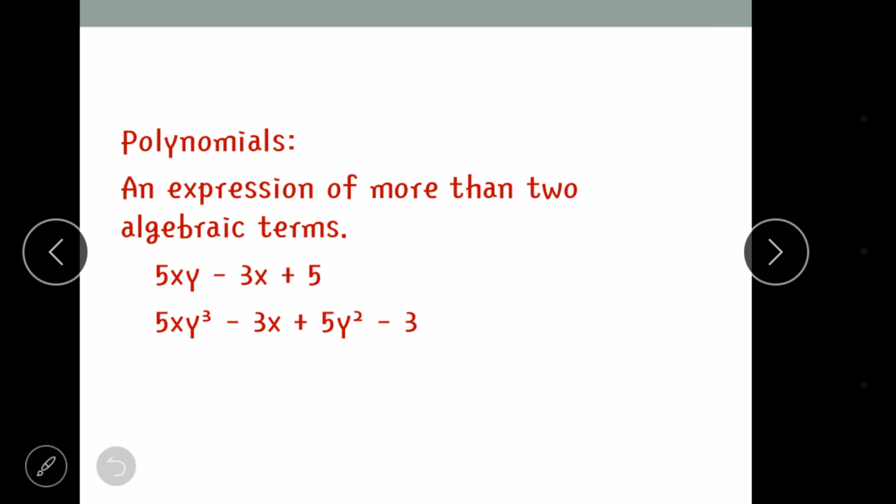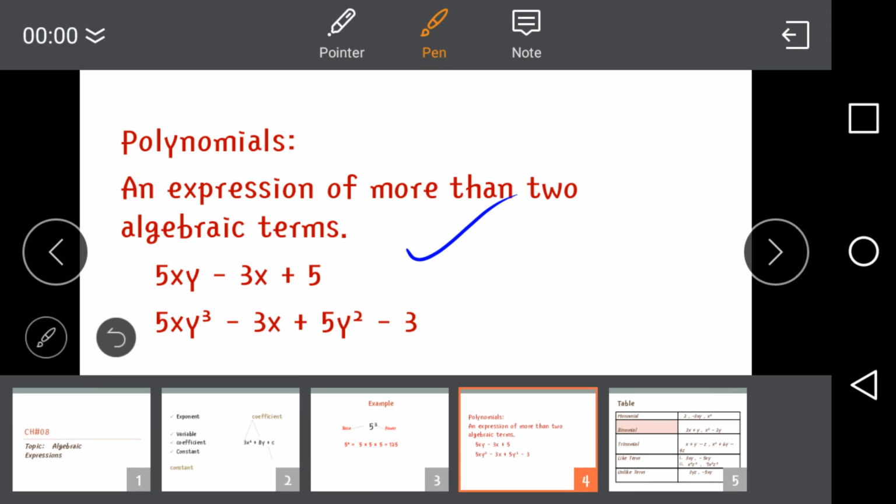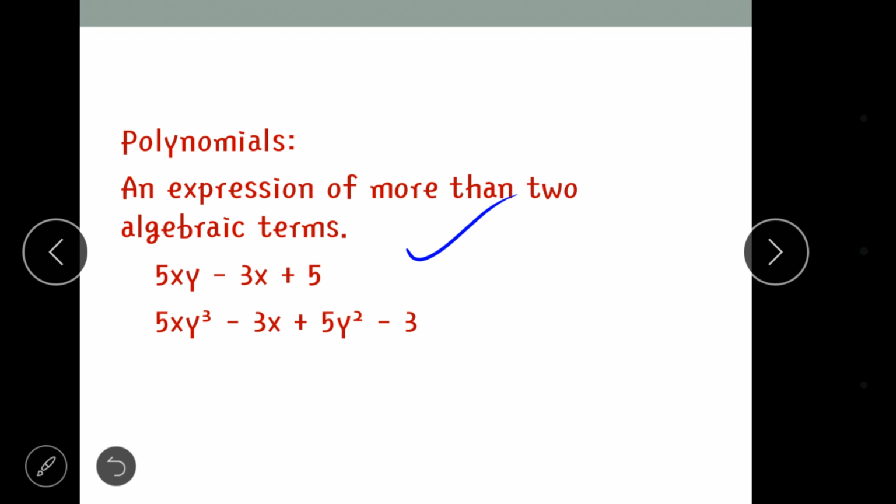Polynomial is an expression of more than two algebraic terms. This one has 3 terms: 1, 2, 3, and this equation has 4 terms. This is called polynomial.